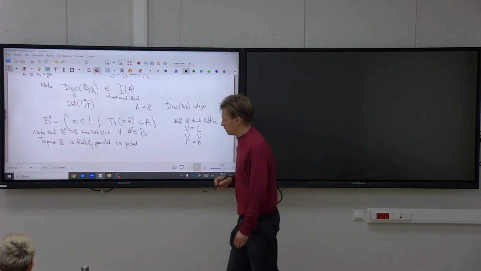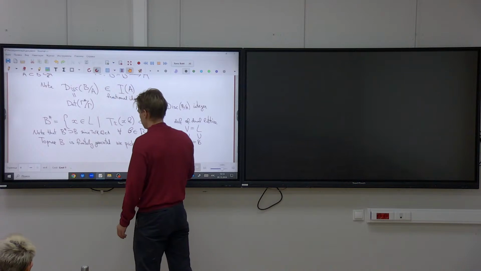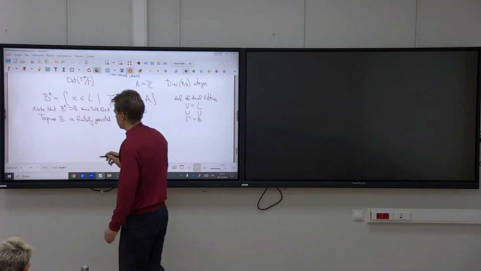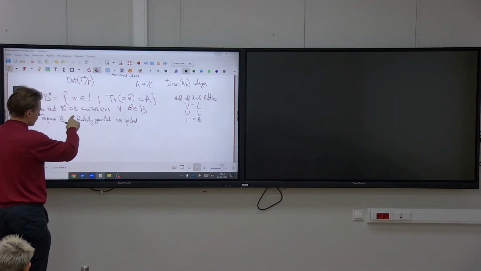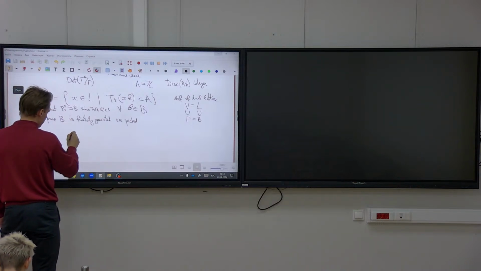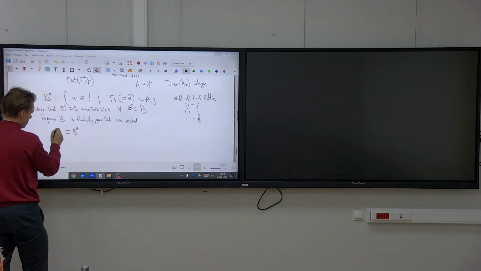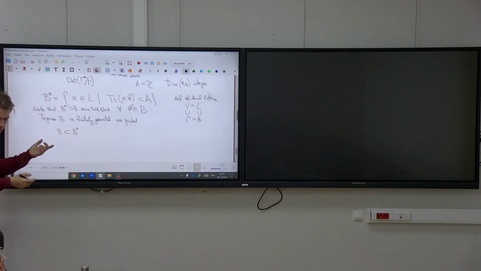And we proved that B is finitely generated. We just could do the following. We have to pick up B star. Yes, so it contains B, and B contains the basis.